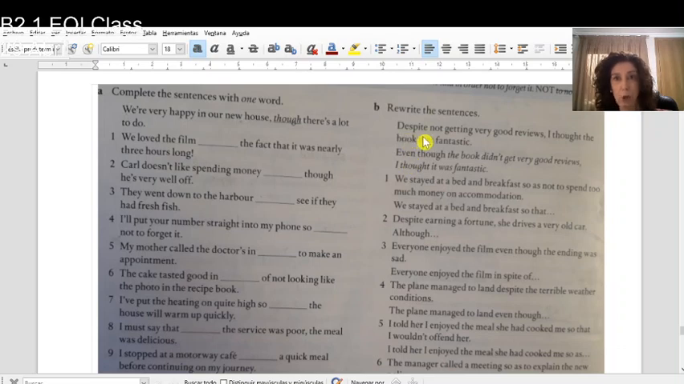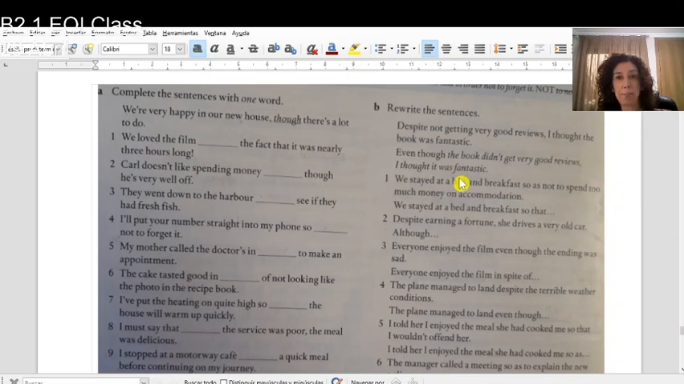Por ejemplo, despite, gerundio, not getting very good reviews, I thought the book was fantastic. Aunque no tenía buenas críticas, yo pensé que el libro estuvo fantástico. ¿Vale? Y te ponen even though. Even though no puede ir seguido de gerundio. ¿Va seguido de qué? Muy bien. Va seguido de una oración. Entonces tengo que poner una oración. Even though, sujeto, the book didn't get, verbo, very good reviews, I thought it was fantastic.